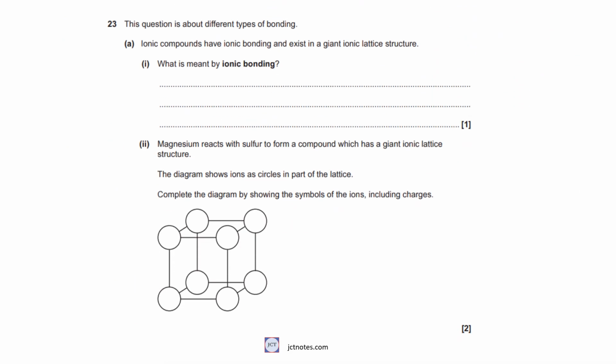Question 23 is about different types of bonding. Part A has 2 questions. The first question asks the definition of ionic bonding. Ionic bonding is electrostatic attraction between oppositely charged ions.